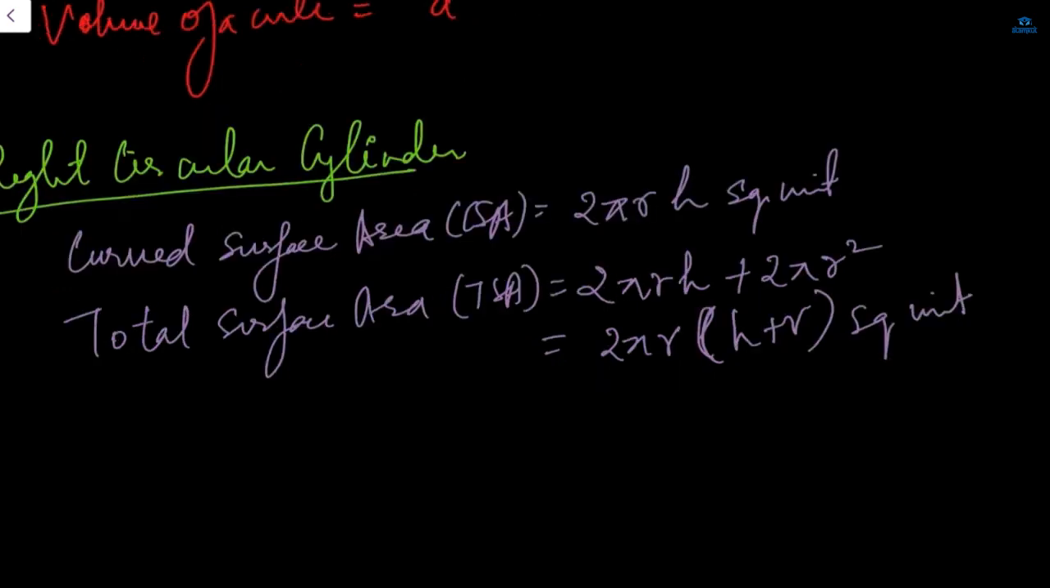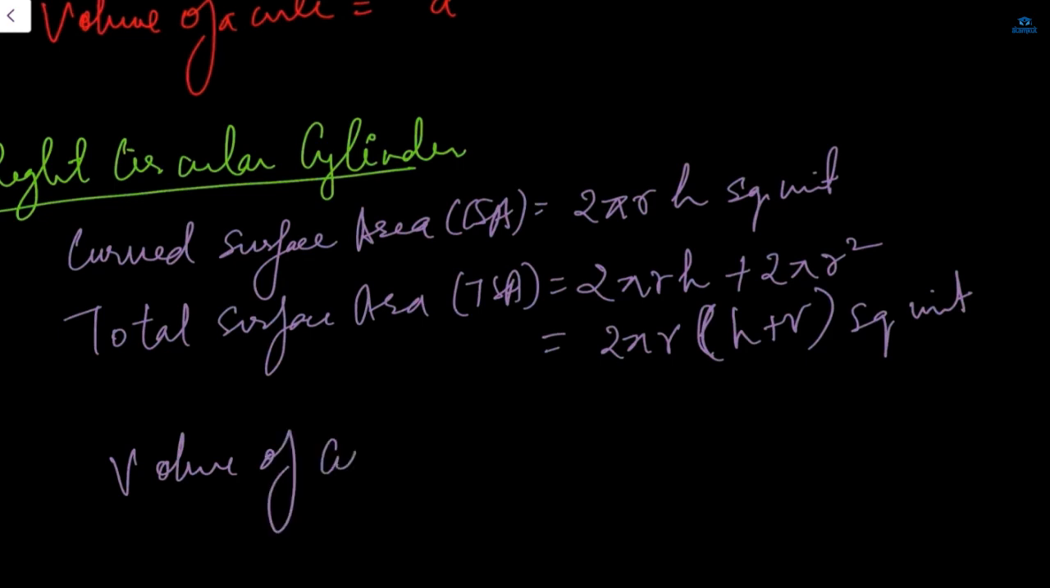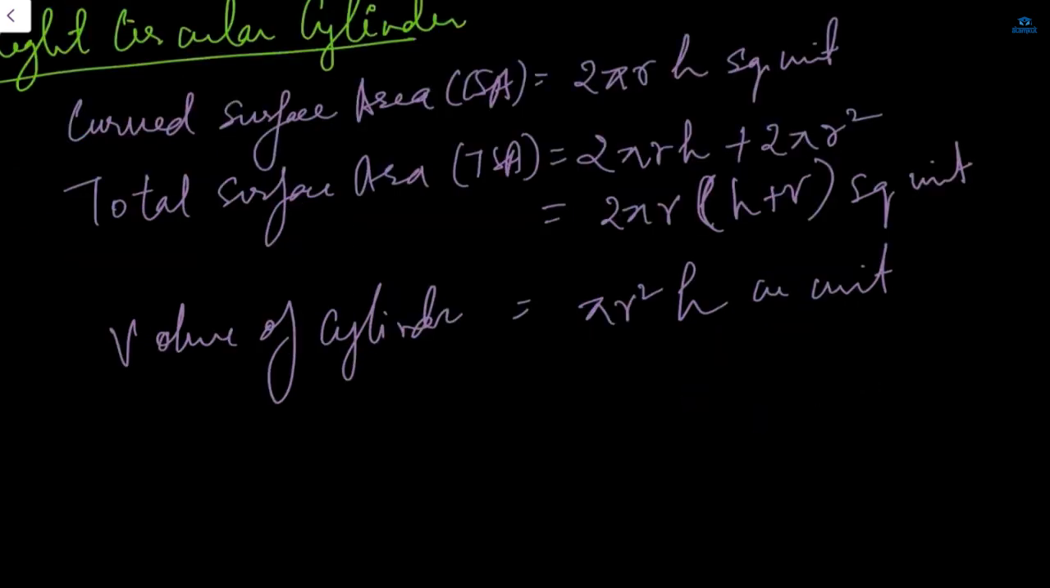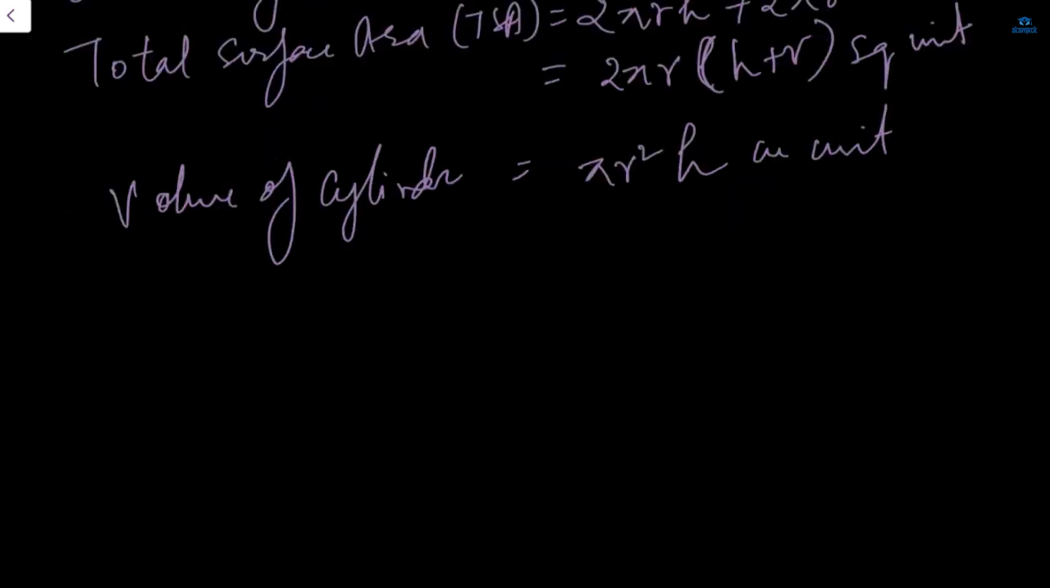Now the volume of the cylinder. Of course, the cylinder will be filled with something. So the base will be there: area of the base into height, that is pi r square into height, in cube units. Any doubt? Formulas are very important here. This chapter is also important.